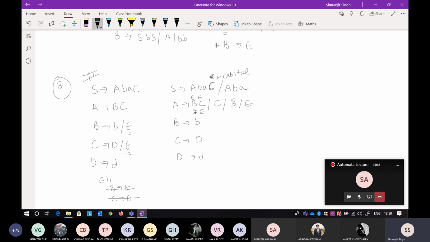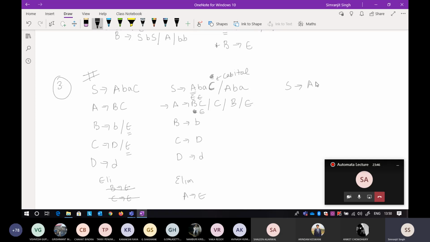Now by eliminating this B and C, we also got another epsilon production, that is A. I have to again eliminate this. A tends to epsilon. Okay, so how can I eliminate this one? Again you go for the same thing. Now if I eliminate A here, what happens here will be for this A, I put an epsilon first time.